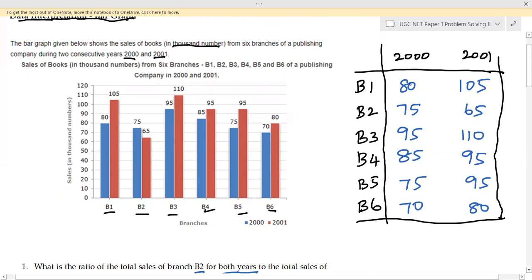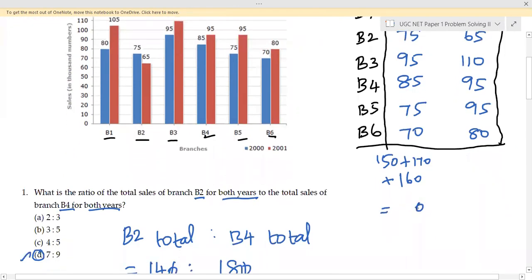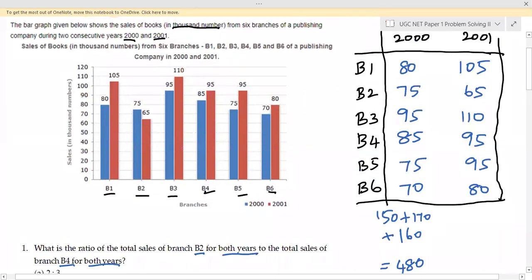So let's add up in pairs: 80 and 70 would be 150. Let me use this space for the workout, 150. 75 plus 95 would be 170. Yes, 75 plus 95 is 170. So 85 plus 75 will be 160. So the total is 150 plus 170 plus 160. What is 150 plus 170 plus 160? This will give you 480. That's it. So we successfully got the total of the sales of all these branches for the year 2000.